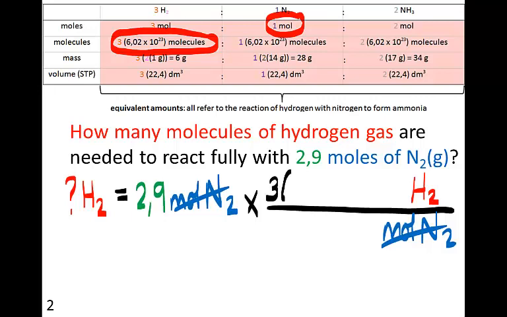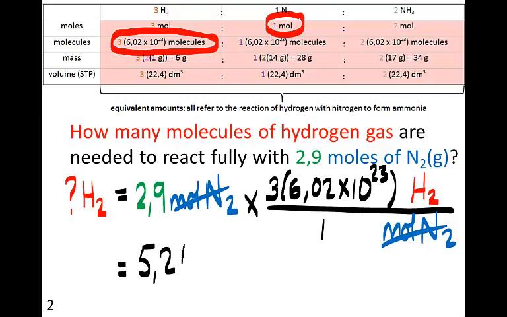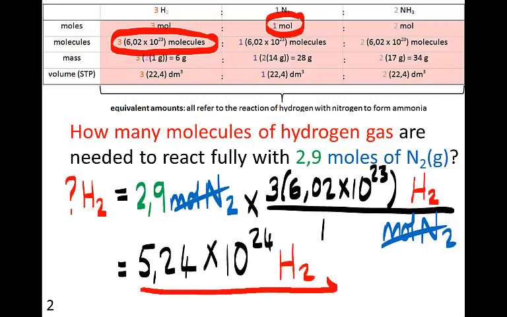3 moles, which is 3 groups of 6,02 times 10 to the power 23 of hydrogen, react with every 1 mole of nitrogen. So if you have 2,9 moles of nitrogen, how many molecules of hydrogen do you need? 2,9 times 3 times 6,02 times 10 to the power 23 is 5,24 times 10 to the power 24 hydrogen molecules.